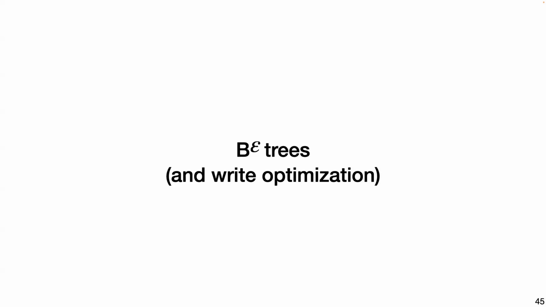Cool. Yeah, so next I wanted to talk about B epsilon trees, which are a variant of B trees that allow us to achieve the asymptotic benefit that I showed with a different setting of epsilon in the trade-off curve. And B epsilon trees are one type of data structure under a larger class of data structure called write optimized data structures.